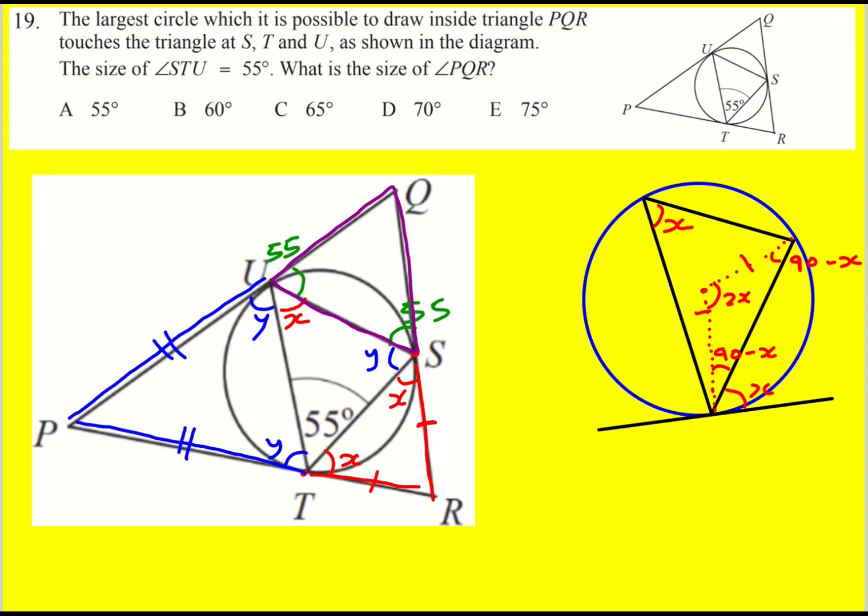So now I'm just left with this purple triangle. The two angles add up to 110, meaning that this one must be 180 minus 110, and the answer is going to be 70. Great question.